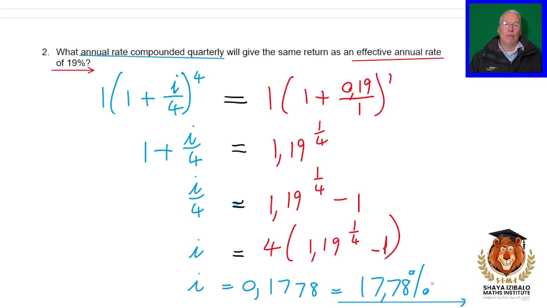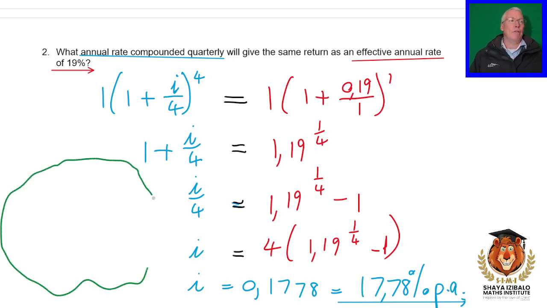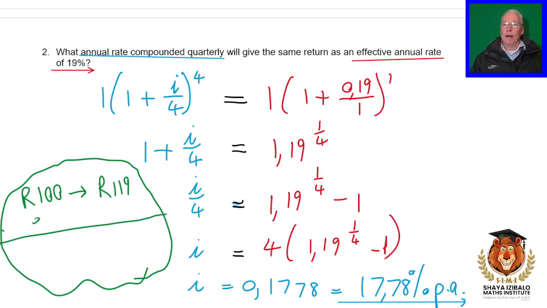Notice that the effective rate of 19% is higher than the nominal rate. The nominal rate is lower than the effective rate. Now, let's just stop and think about this for a bit. If we, for example, invested 100 Rand at 19% per annum, at the end of the year we'd get 19%, which is 19 Rand. We would end up with 119 Rand. That's the effective rate, okay? Now, on the calculator, I'm going to show you a clever little trick to check that this gives exactly the same result.